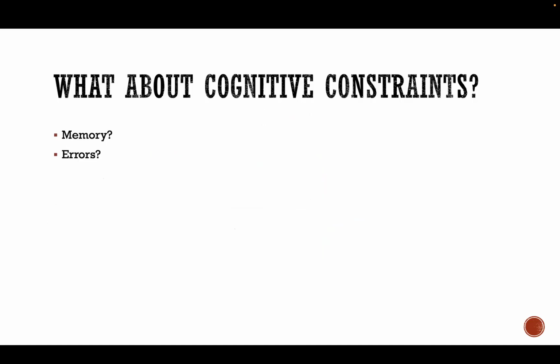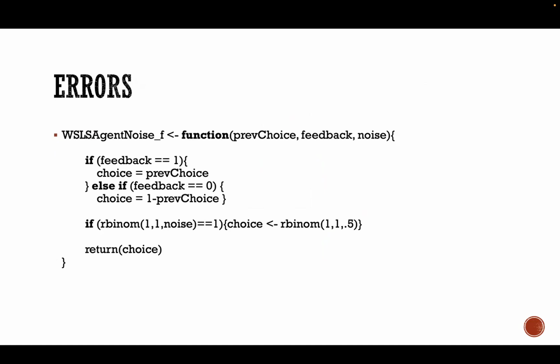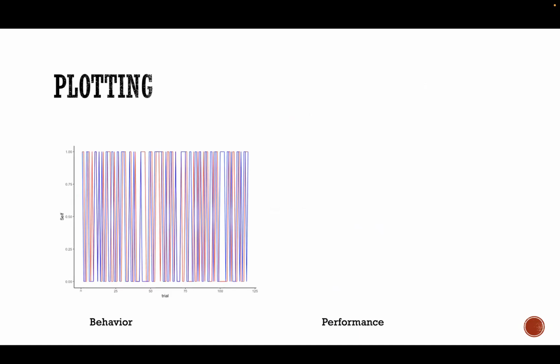What about cognitive constraints? So memory and errors. What we can do is add errors to the win-stay-lose-shift exactly as before. We add a noise parameter, and then we just add an if-else check that is not as elegant as the softmax, but it reproduces the idea that you could be randomly going right or left because you got distracted or whatever. And we plot it.